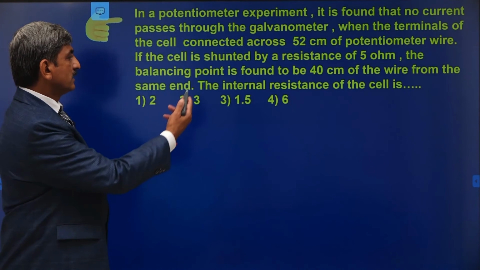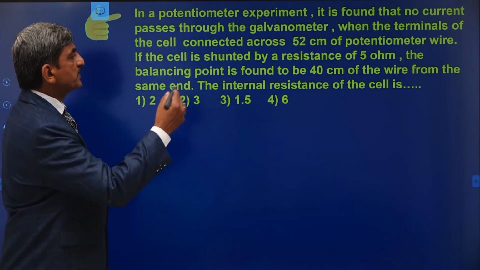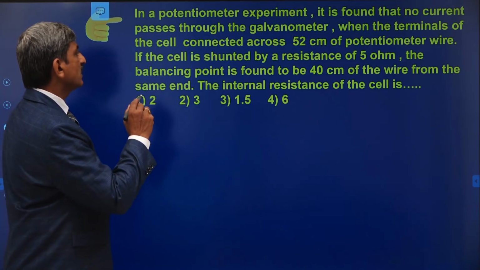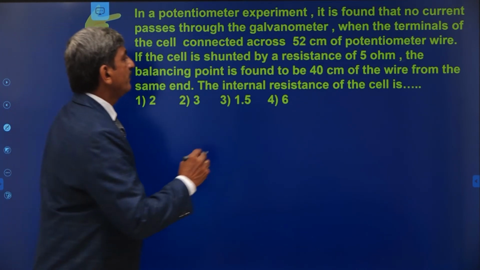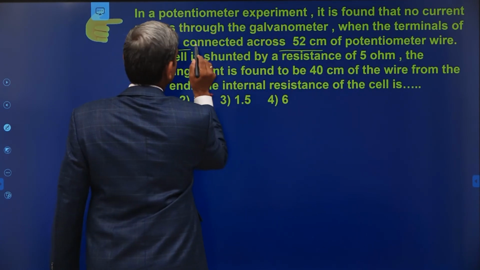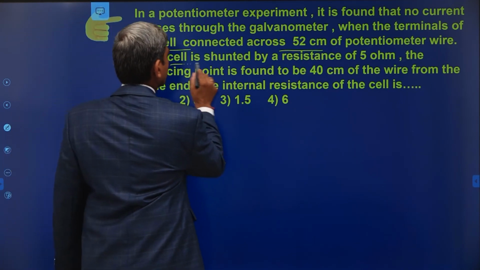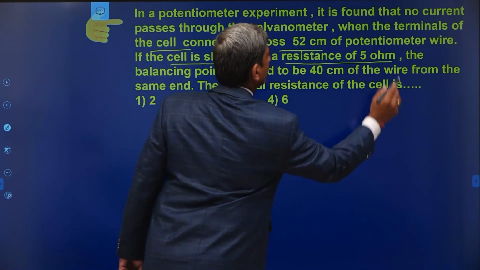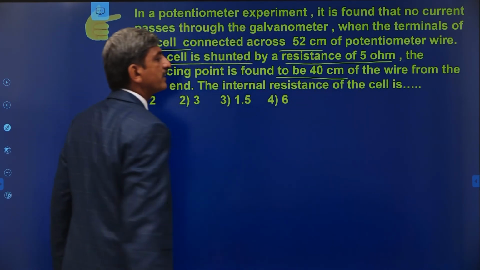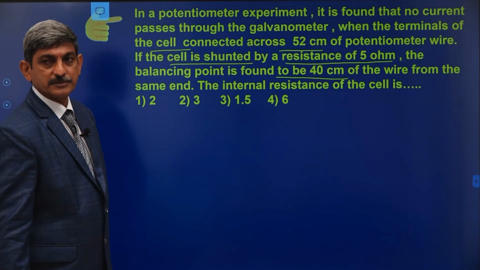And see the next model. In a potentiometer experiment, it is found that no current passes through the galvanometer when the terminals of the cell are connected across 52 centimeters of the potentiometer wire. If the cell is shunted by a resistance of 5 ohms, the balancing point is found to be at 40 centimeters of the wire. The internal resistance of the cell is dash.